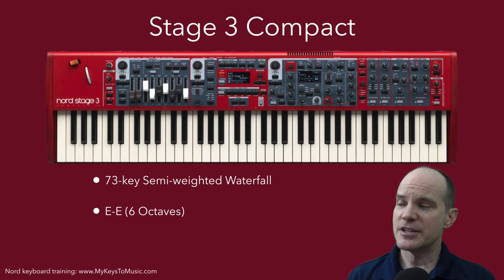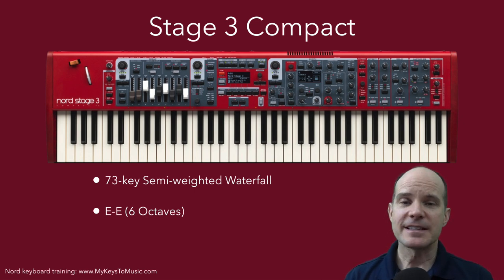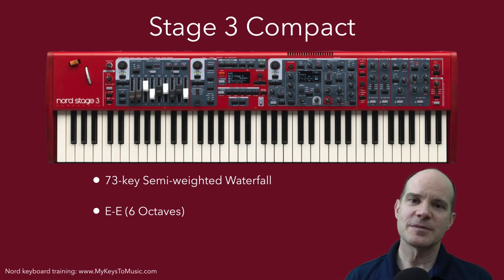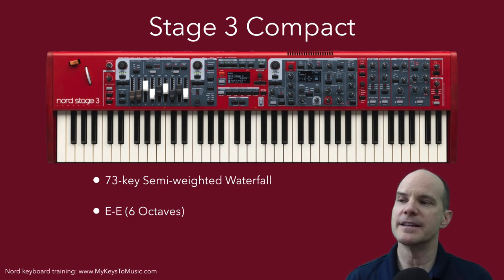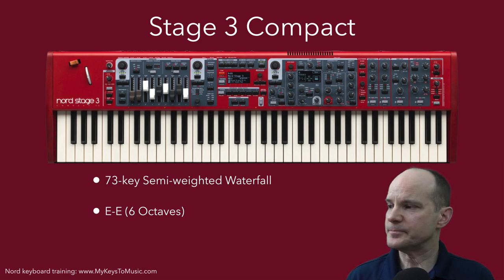The configuration on a Stage 3 Compact is E to E. So your starting note and your ending note is a little different. You do get one whole extra octave. And yes, it does make a difference to have an extra octave. It's not the end of the world to have 61 keys. You do have an octave up and down button, and you can easily move the keybed virtually, so you'll be able to play the whole range of the keyboard, but just not at the same time. So the 73 key does make a difference, especially if you're playing solos or if you're playing music that really has a wide range and you want to have low lows and really high highs. That 73 does make a difference.